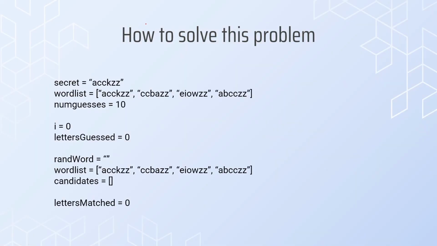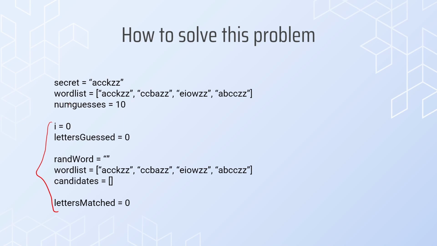Okay, so let's try solving this question using the example that was given to us. So secret is given with this word right here. We're given a word list with 4 different words and the number of guesses being 10. Now the variables from here until the end are the ones I initialized, and I is equal to the number of guesses I've made so far.